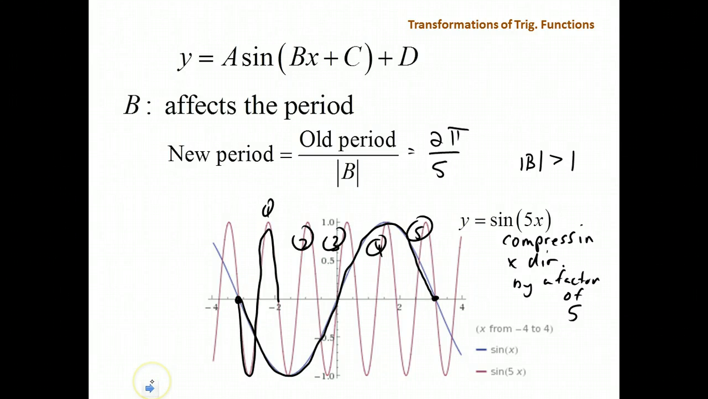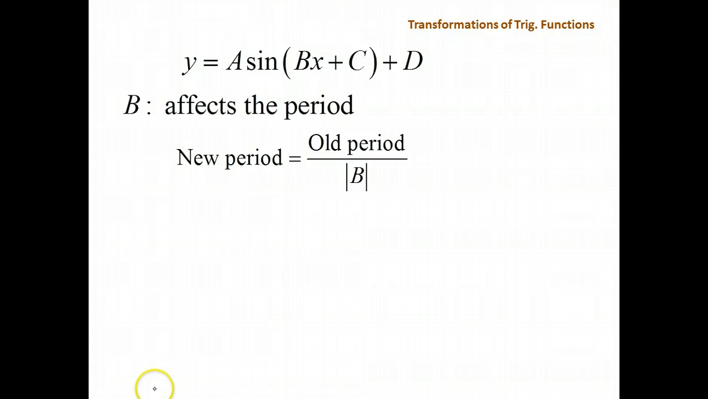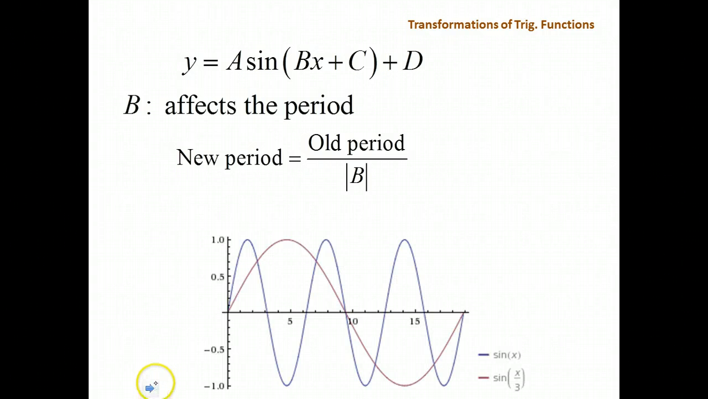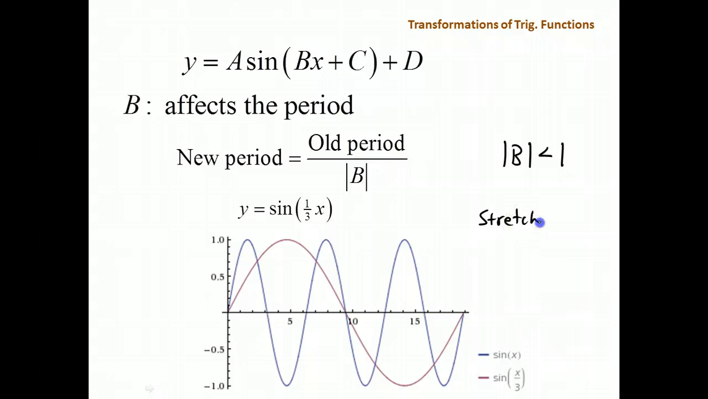Okay. But when the absolute value of b is less than 1, then that causes a stretch. Here's the graph of the function y equals 1/3 of x, or y equals x over 3. And so that causes a stretch in the x direction by a factor of 3.